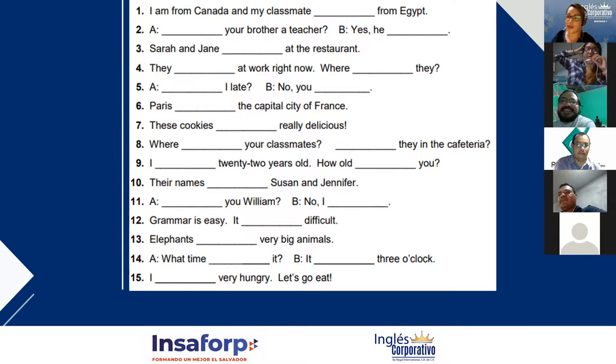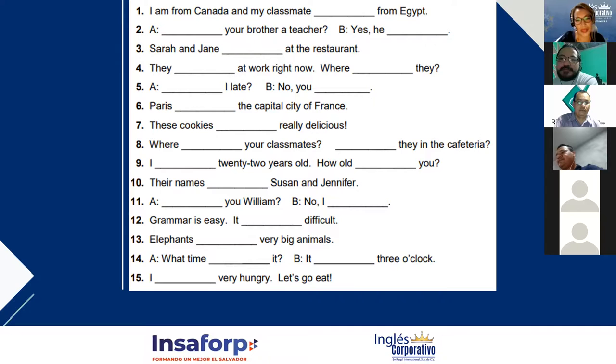Dice cookies. Está en plural. Entonces ahí dice plural. Sí, pero es una cosa, pero está en plural. Entonces se convierte en ellas. En esas galletas. Ellas. All right, so, por eso es are. Por eso la respuesta es are. These cookies are really delicious.